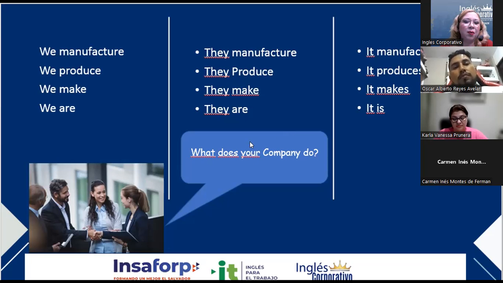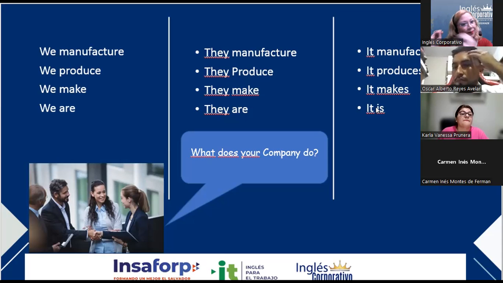What does your company do? It manufactures footwear, for example. It produces wedding dresses, right? It makes cakes, right? It is a bank, okay?